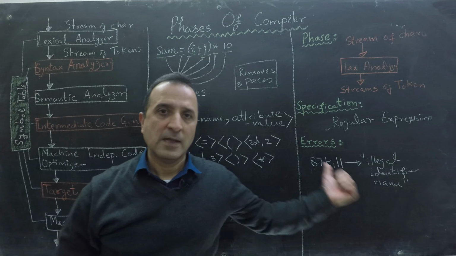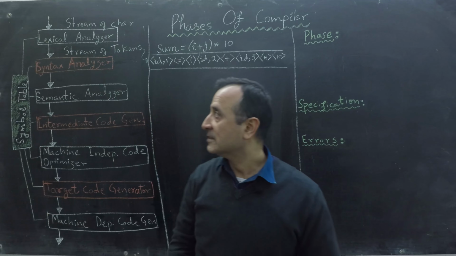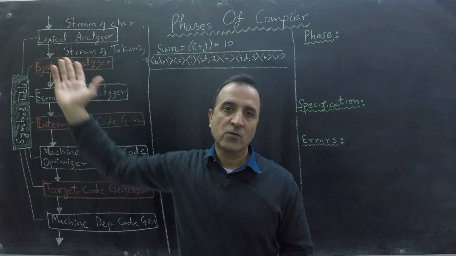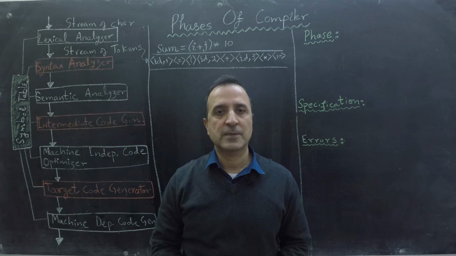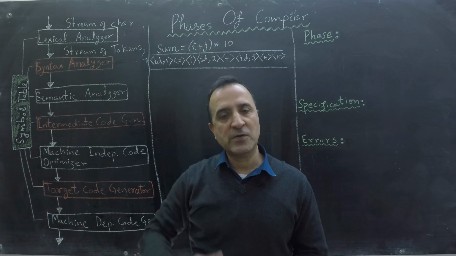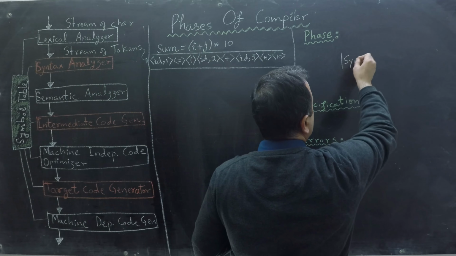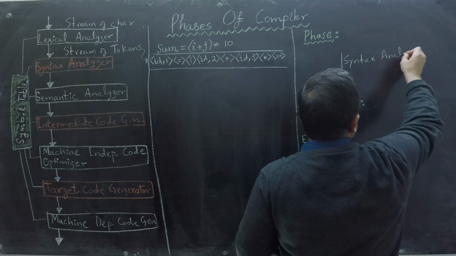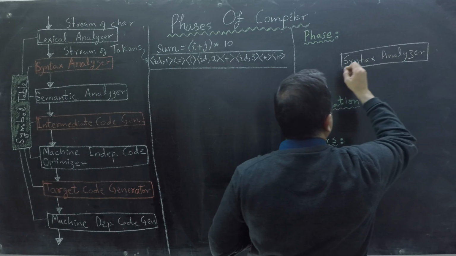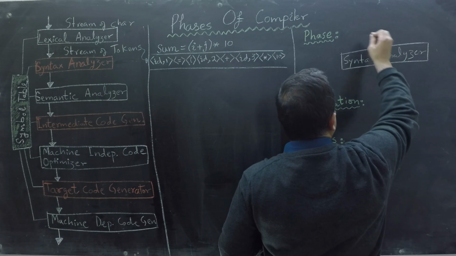Let me clear the board and then we will continue with our second phase. Our second phase is the syntax analyzer phase. We already know the input of this phase, because it is the output of the previous phase, which is a stream of tokens. The output of the syntax analyzer phase is a syntax tree, which is a compressed form of parse tree.